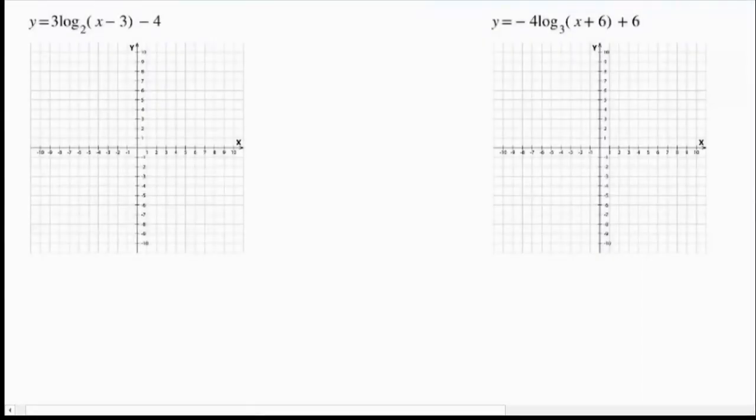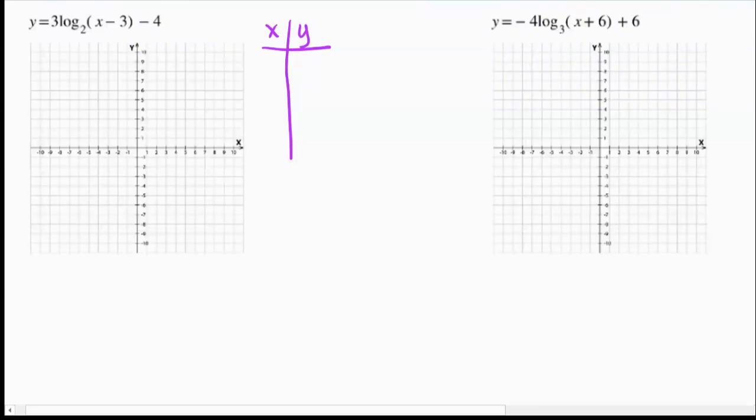Here I'm asked to graph two log functions. I'm going to make sure that we have an asymptote and two reference points to give us the general shape of our graph. But the first thing I want to do, I like to make an x and y table on this, and I'll actually do the math below here.